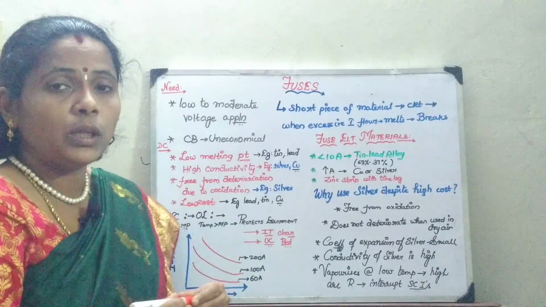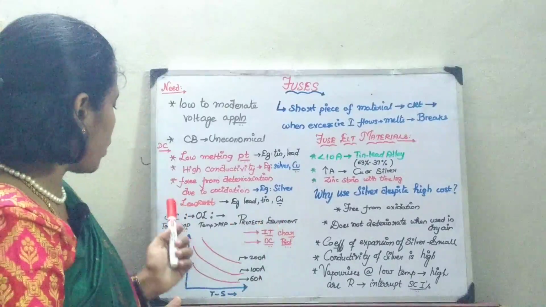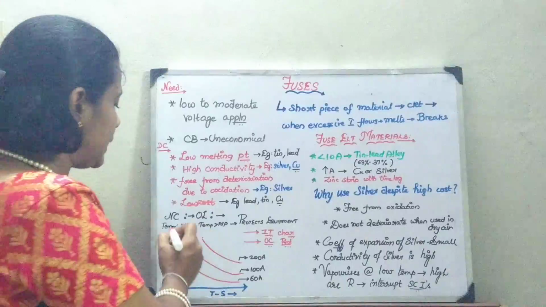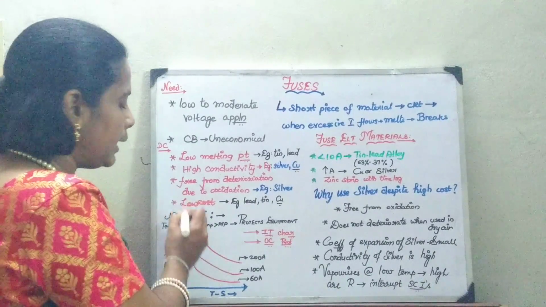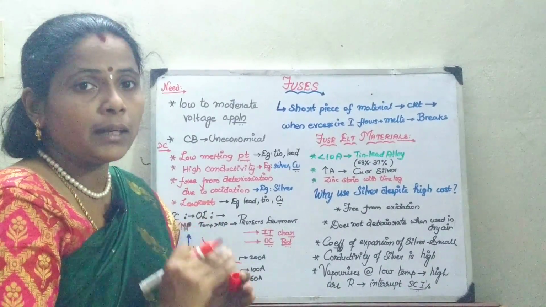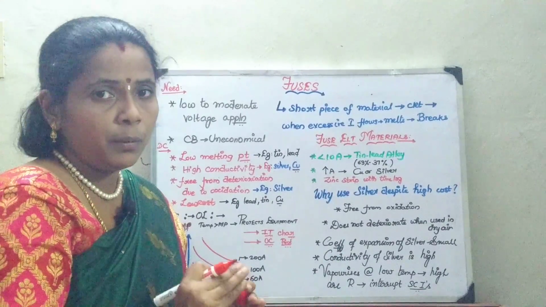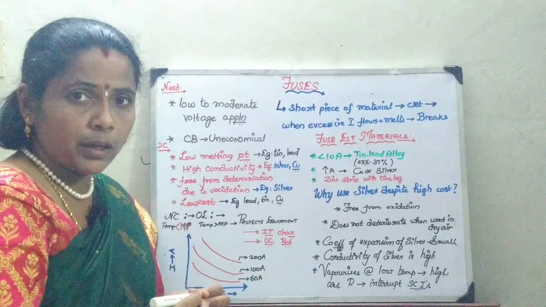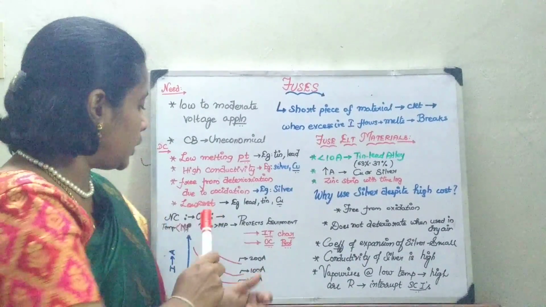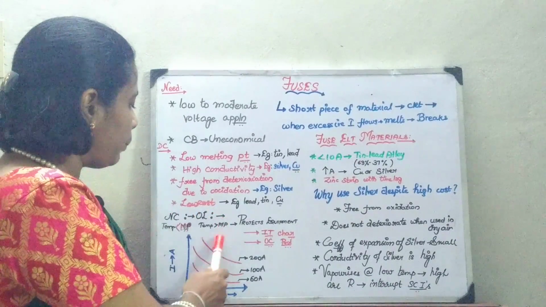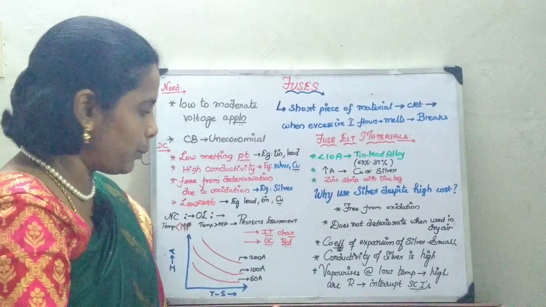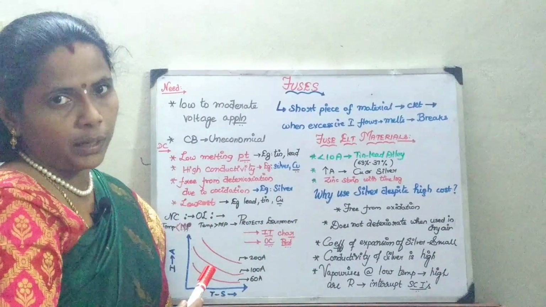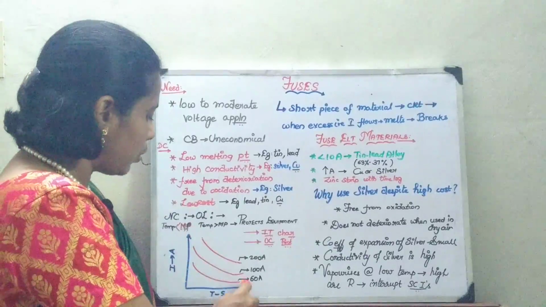Now we will move on to the fuse operation. Under normal conditions, the temperature of the fuse element will be less than the melting point, so the fuse element does not melt and break the circuit. Under overload or short circuit conditions, the temperature due to the excessive current flow becomes greater than its melting point, and as a result it melts, breaks the circuit and protects the equipment.